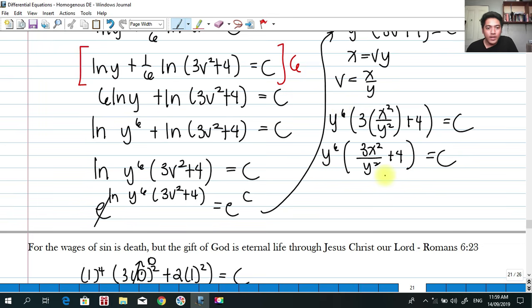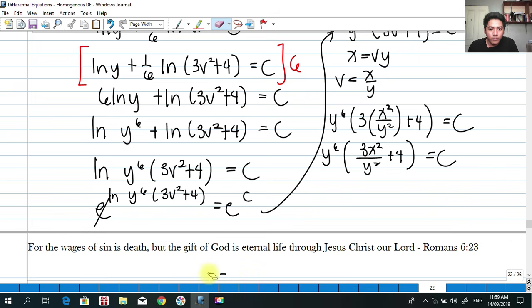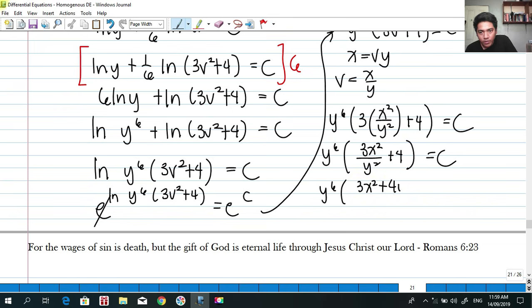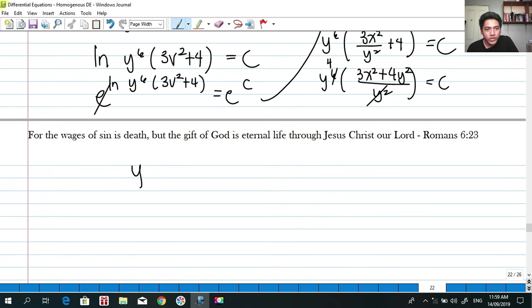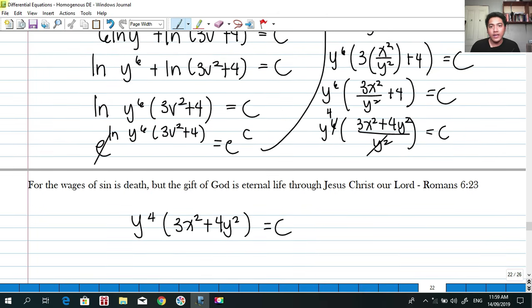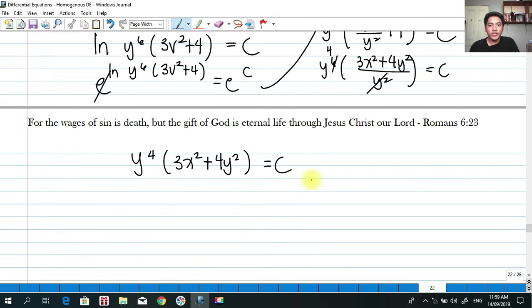Simplifying this further, we have y raised to 6 times (3x squared plus 4y squared) over y squared equals c. So y squared cancels with y raised to 6, and that gives us the general equation y raised to 4 times (3x squared plus 4y squared) equals c. So this is our general equation.